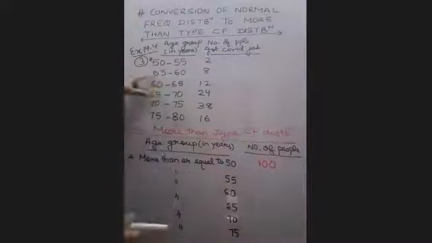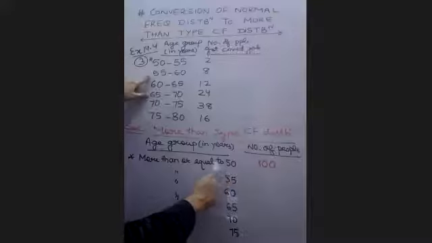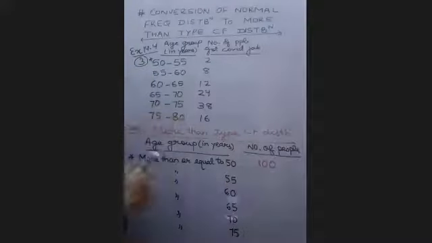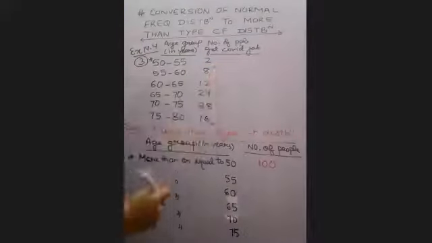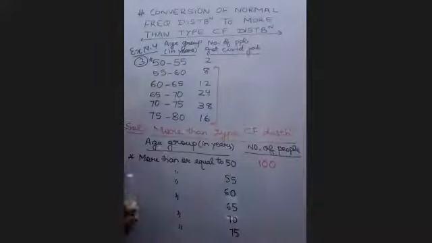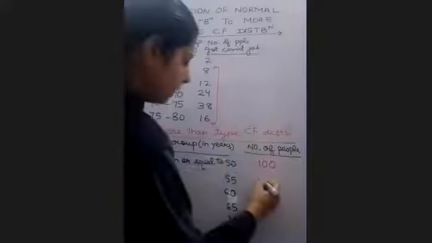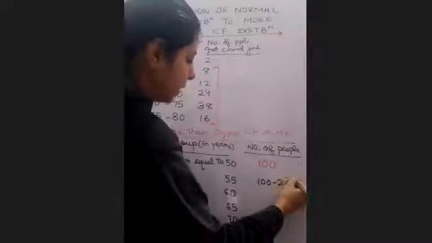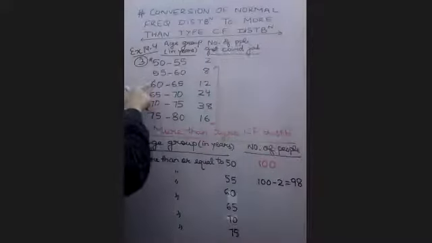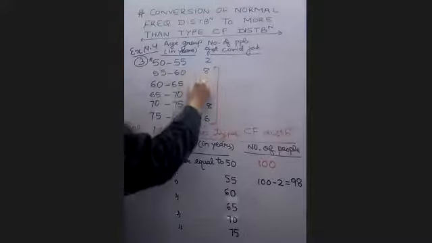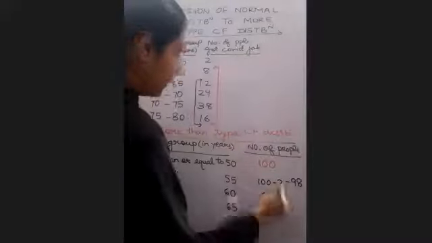Now, how many people whose age is more than or equal to 55? 98. More than 55, they have got the jab, ma'am, 98. Now how are you doing this? What did we do? 100 total, minus 2, that makes it 98. Is that okay? Yes, ma'am. Equal to 60: 90. Now 98, and exclude the above one.